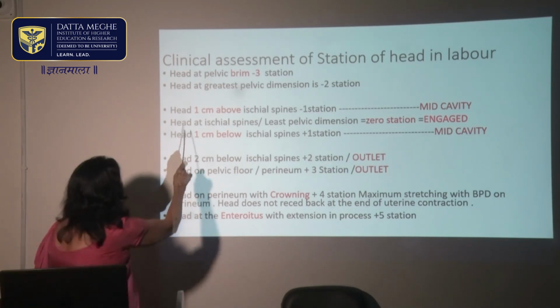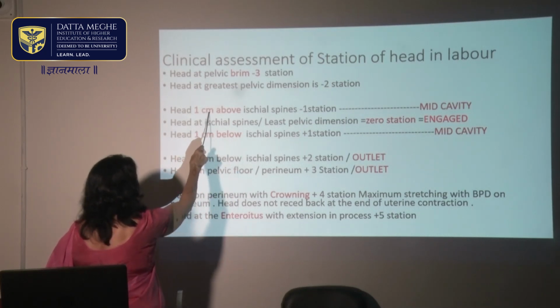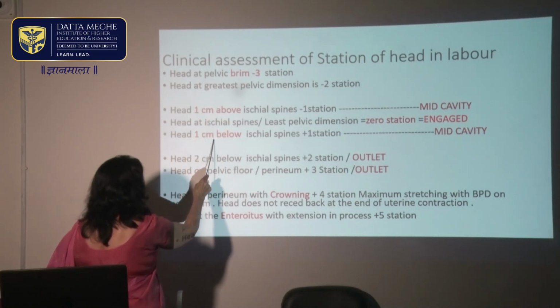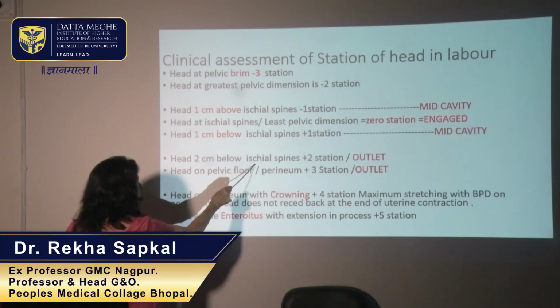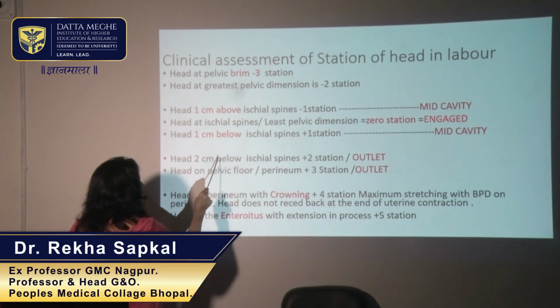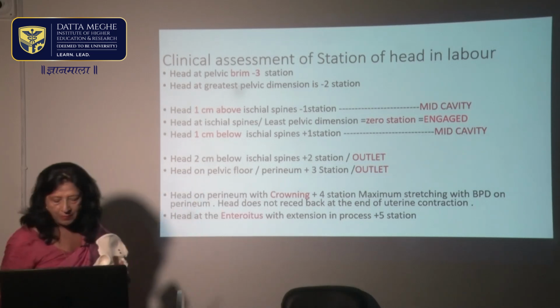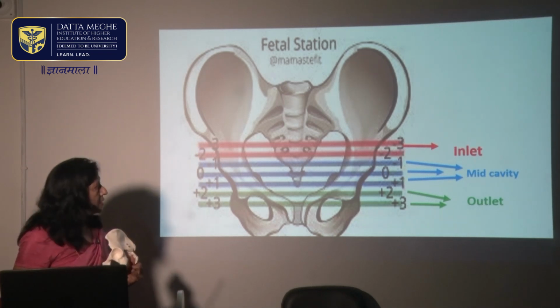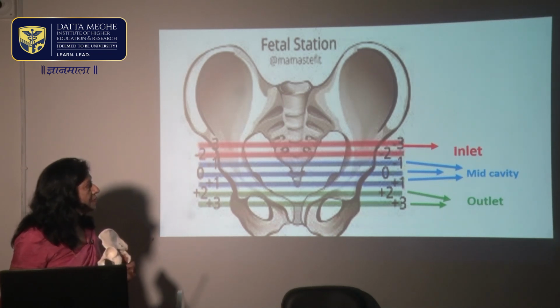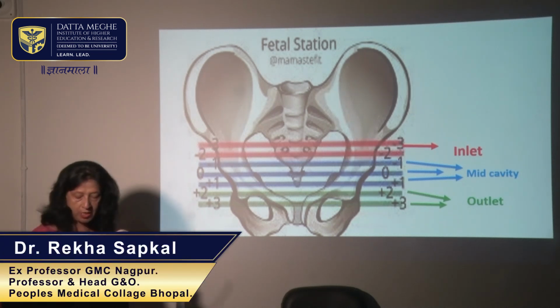So, remember these stations only. Head at 0 station means ischial spine. 1 centimeter above is mid cavity, -1, 1 centimeter below is +1. And below at this level, 2 centimeter below the ischial spine, we apply forceps, that is low forceps delivery, and here prophylactic forceps delivery at +3 station. So, remember the station of the level of the head matters in these cases. This is how the mid cavity is +1, -1 and 0. Outlet forceps are applied at +2 station and +3 station.